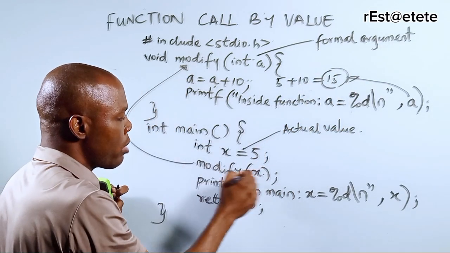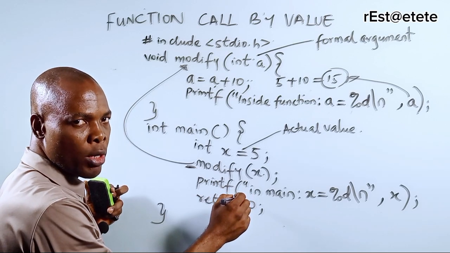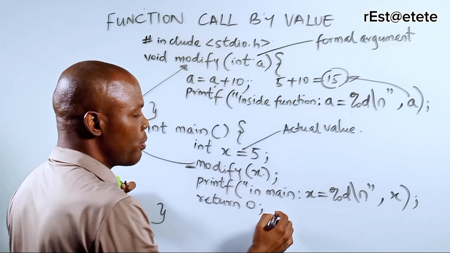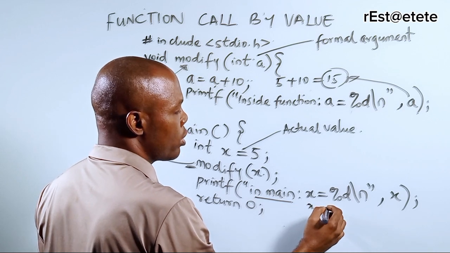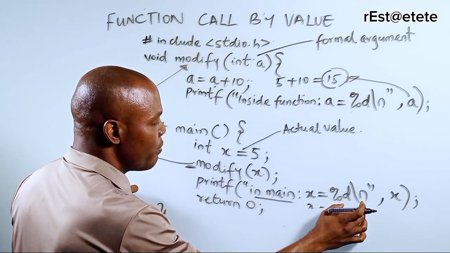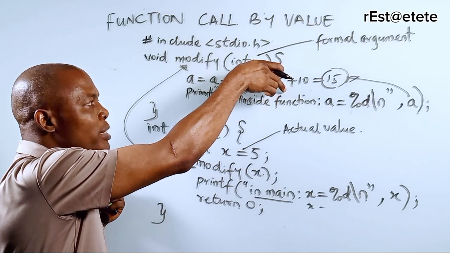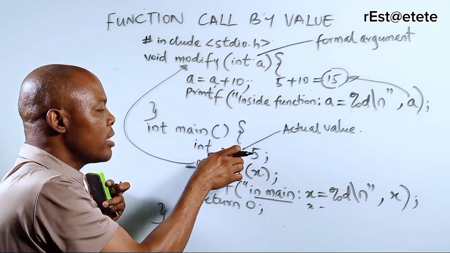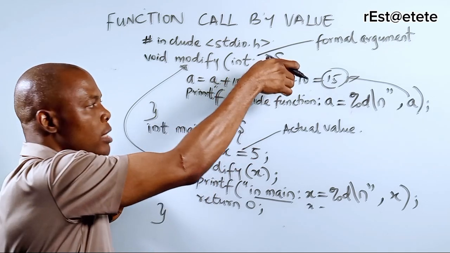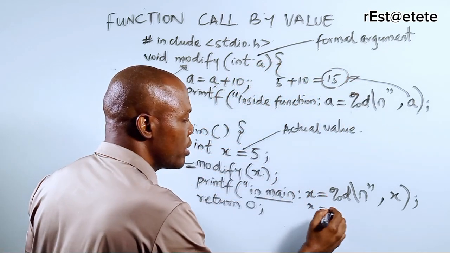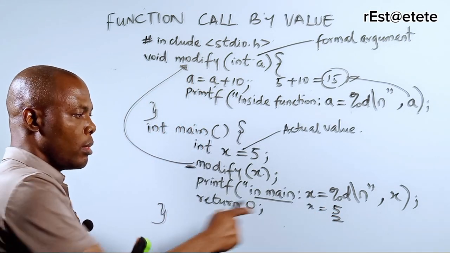Then control will come back to this place. Then this printf function will now be called. So this one will now print out in main, X equals what will be the value? Since what happened here happened inside this scope, and this main only gave a copy of X to this one, why will this one not print out 15? This will still print out 5.